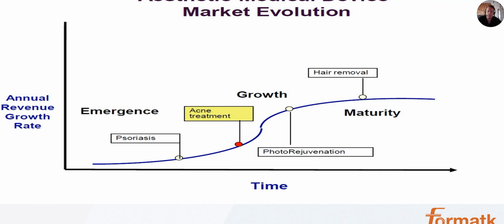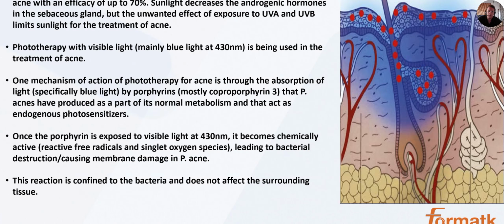So what is the aesthetic market evolution? You see from one side you have psoriasis, on the other side you have hair removal, but in the middle you have acne treatment, and phototherapy and IPL is a highly demanded, growing field from the public and the market. So how does it really work?